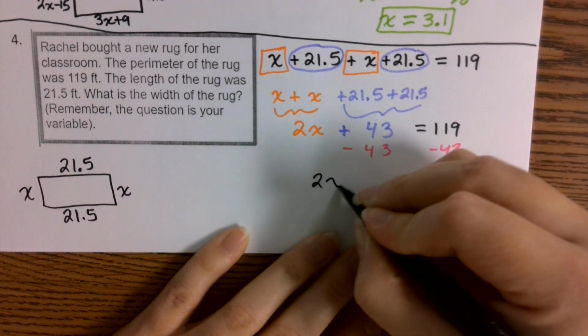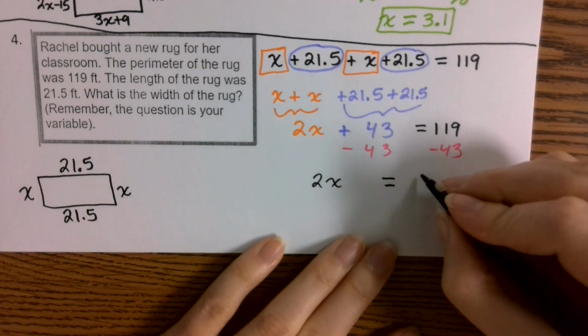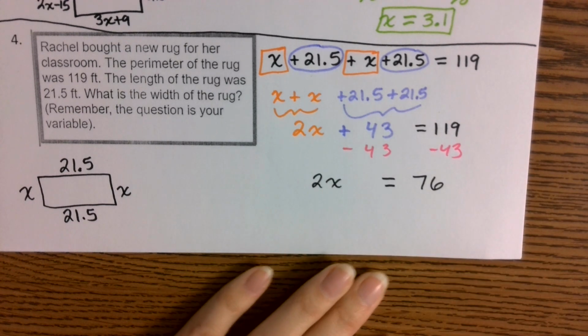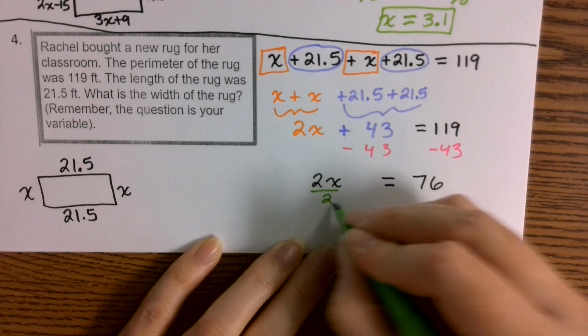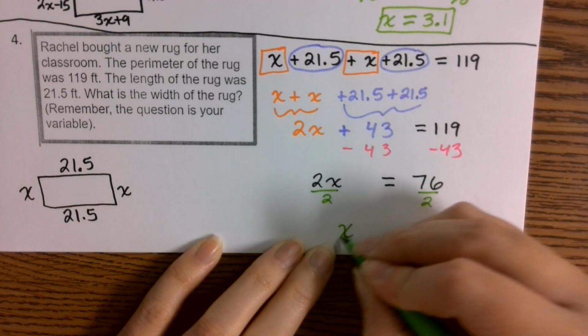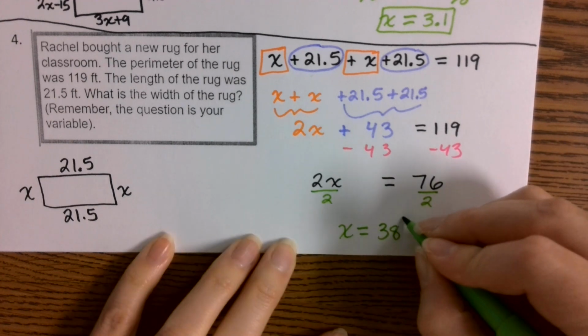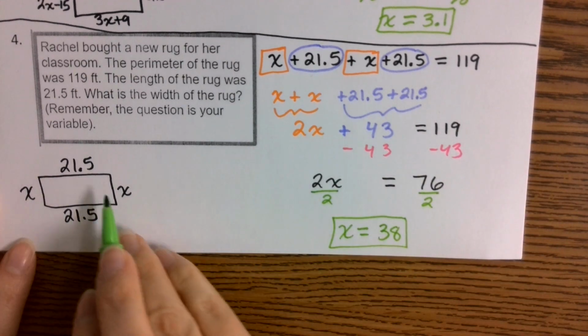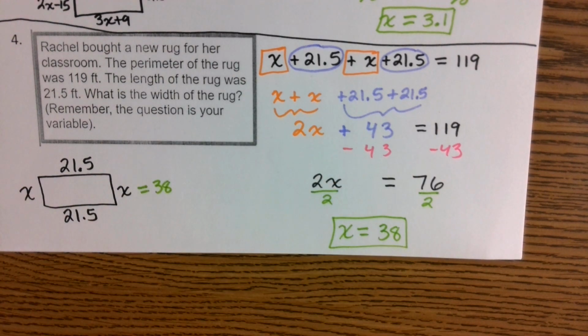That leaves us with 2x is now equal to what? What's 119 minus 43? 76. Okay, and then our last step is to do what? Divide by 2. Okay, so we need to divide by 2, and we're going to get x is equal to what? 38. Okay, so x is equal to 38, which happens to be our width. Our width is equal to 38. Any questions? Okay.